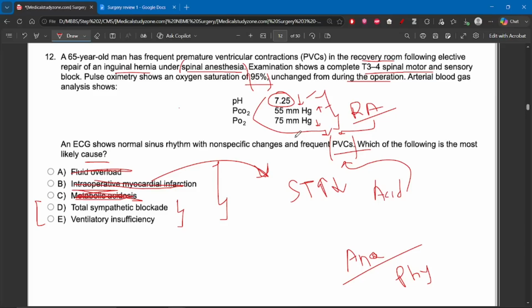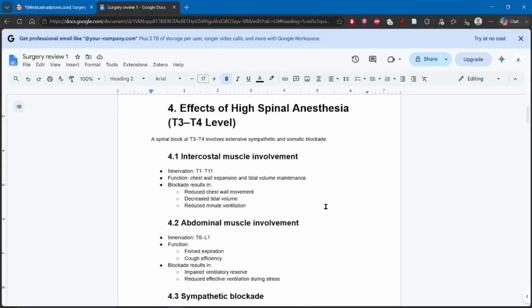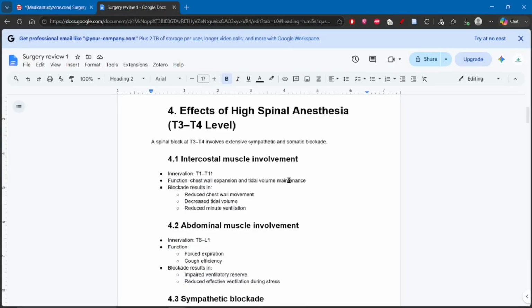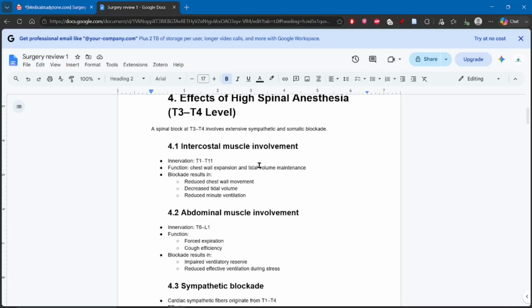And the problem is, why is the acidemia occurring? Well, for that you need to have the anatomy knowledge. You need to understand why it is occurring. So there is a reason why they have mentioned this T3 to T4 spinal motor pathway over here. The reason is that after some time, when the patient is undergoing spinal anesthesia, there are certain parts of it that directly affect the breathing of the patient.